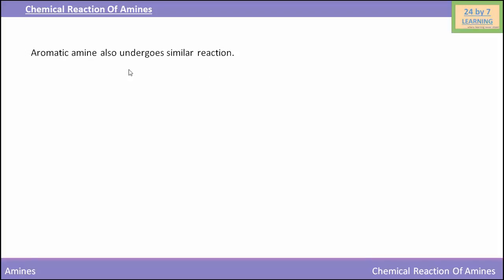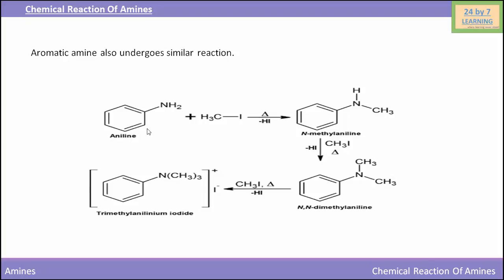The aromatic amines also undergo a similar reaction. Here's the reaction. You can see this is an aromatic amine, aniline. When this aromatic amine reacts with alkyl halide, CH3I, that is methyl iodide, then after heating, the reaction will yield N-methyl aniline, which on further heating with alkyl halide will give N,N-dimethyl aniline, which when again reacted with alkyl halide will form trimethyl anilinium iodide, that is the quaternary ammonium salt.